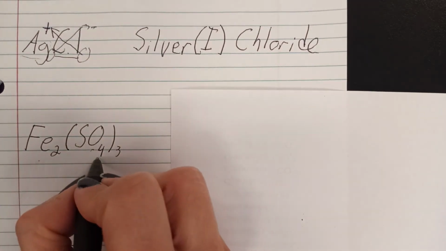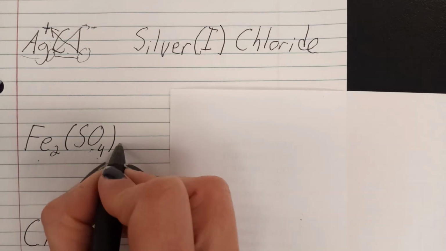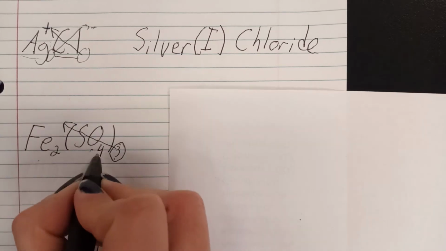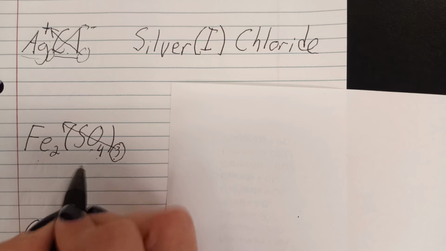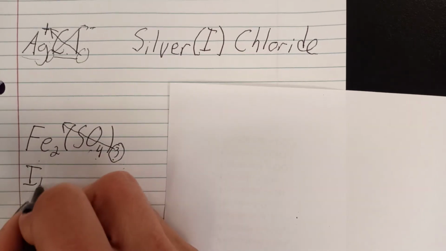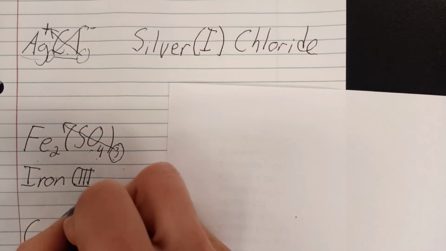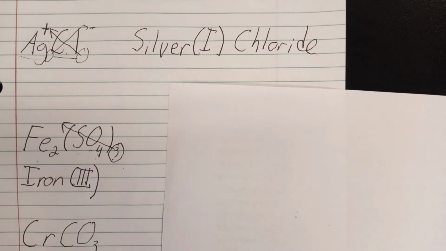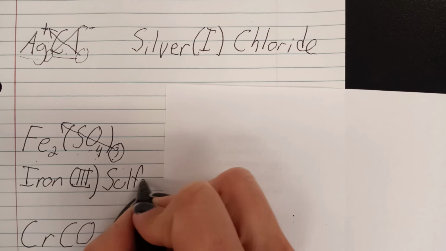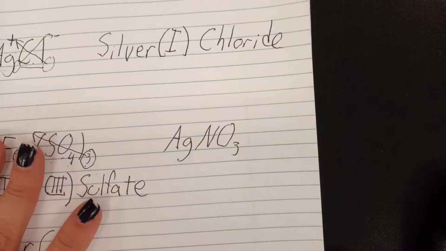I can do basically the same thing. Remember, it's this 3 outside the parentheses that would have come from the iron. So I'm going to take this 3 from outside the parentheses. This 4 was originally part of this SO4. So I'm going to bring that back up there and say that it's iron 3. And then this SO4, if I look on my list, I'll see that it is called sulfate.